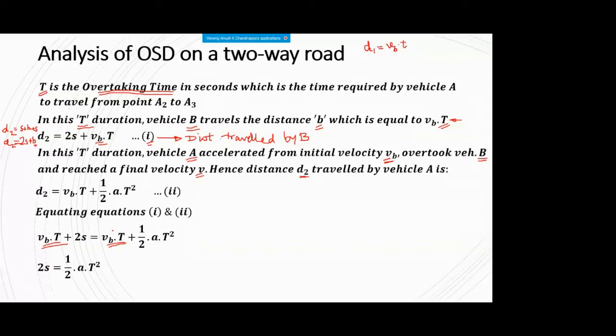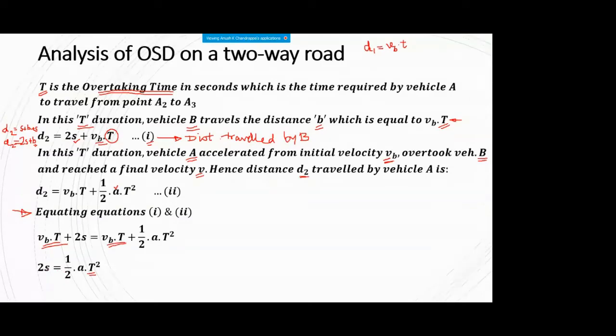Now what we are actually trying to do is, though we have equations for D2, if you see the unknowns on the right hand side, we know the value of S because we have a formula for it, and we know the value of VB as well as acceleration for a vehicle which is overtaking, but we do not know this overtaking time, capital T. So why we are equating these equations is we are in the process of finding out this capital T.